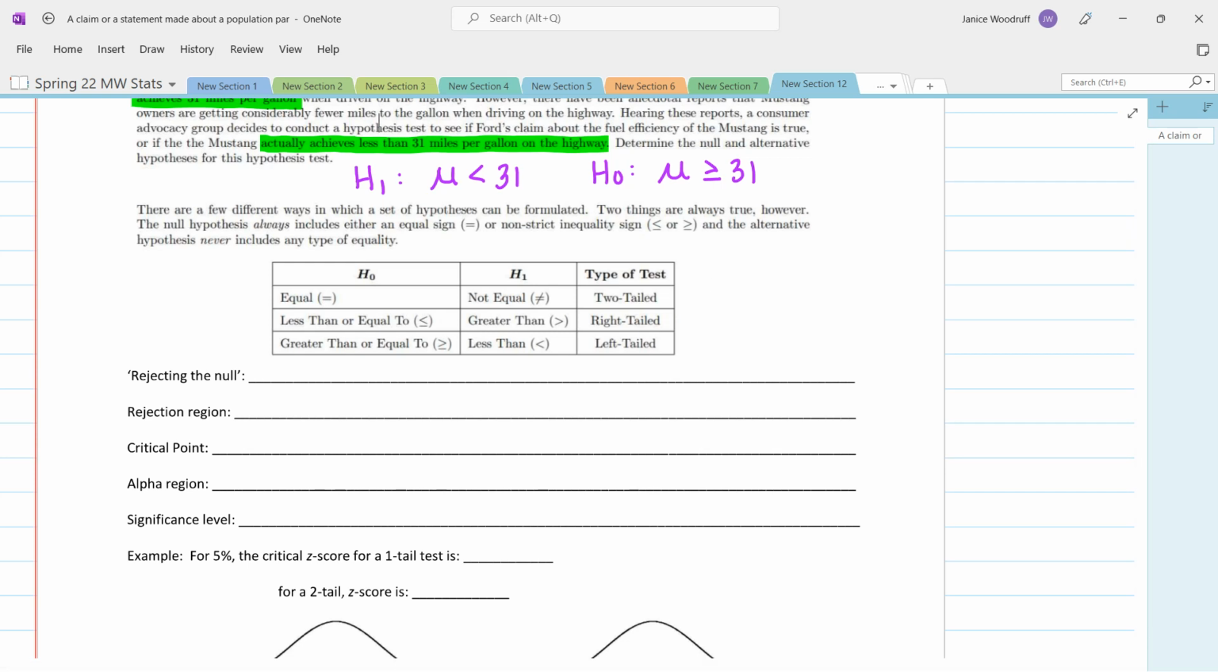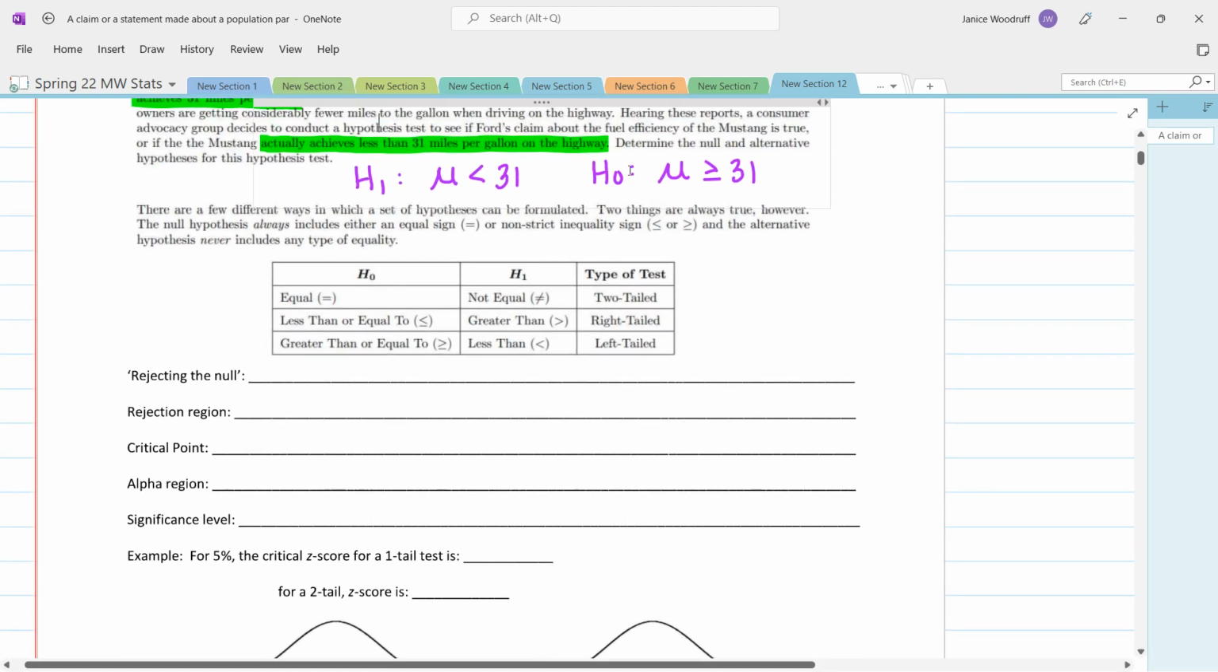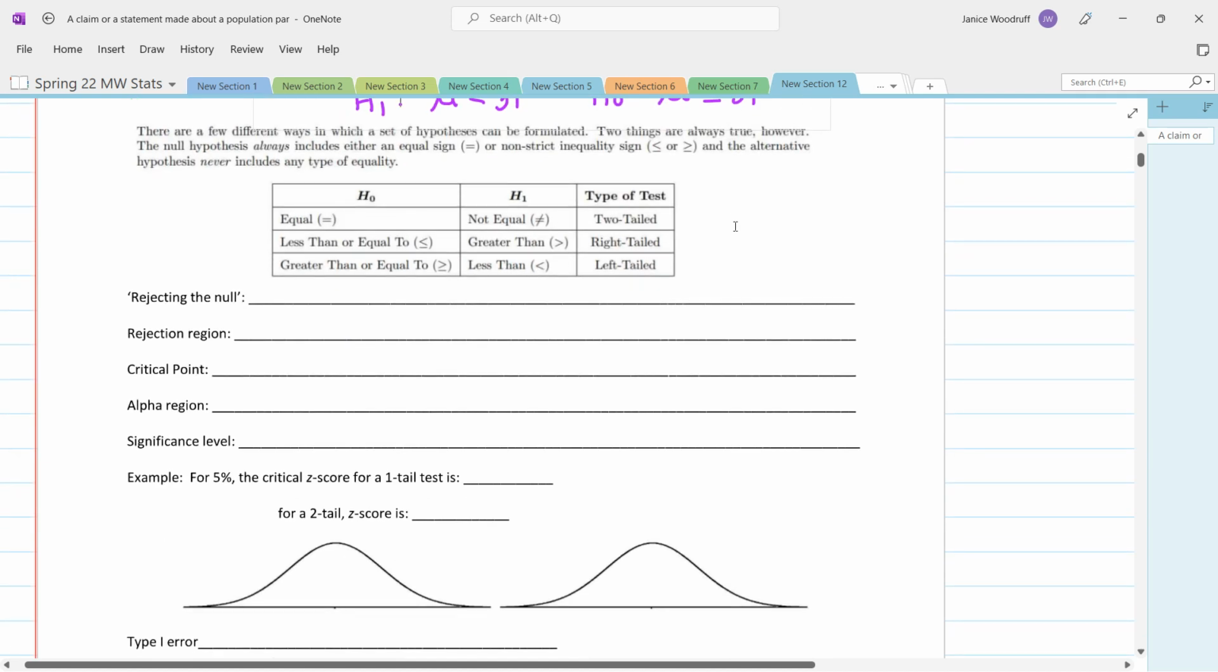So the language in this can get a little confusing. Let's say we run the test and we find that the null hypothesis is false. We don't say the null hypothesis is false. We don't say the alternative hypothesis is true. We use this language here: we say we reject the null hypothesis. So we reject the null when the null hypothesis is false.